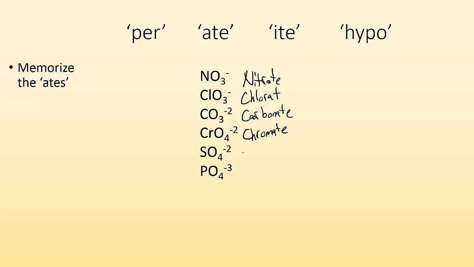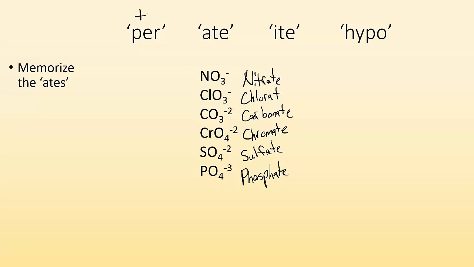We have SO4 minus 2, which is sulfate. And we have PO4 minus 3, which is phosphate. All right? So memorize those. And then you can figure out the rest of them just by following the pattern.